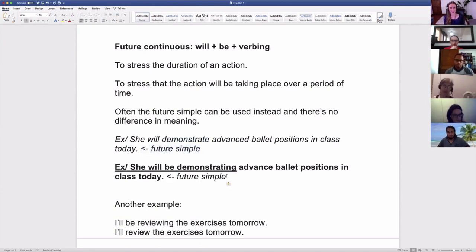future continuous. Now, although they're in different verb tenses, and although we use the future continuous to stress the duration of an action, I don't hear a difference of meaning between these two. Ultimately the meaning is the same. So because of that, native speakers will just use the future simple.